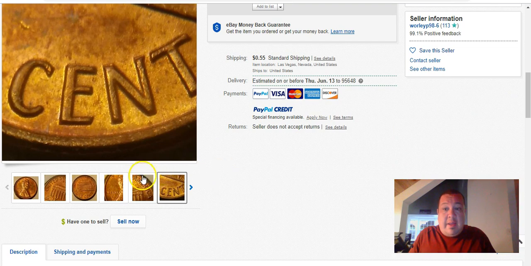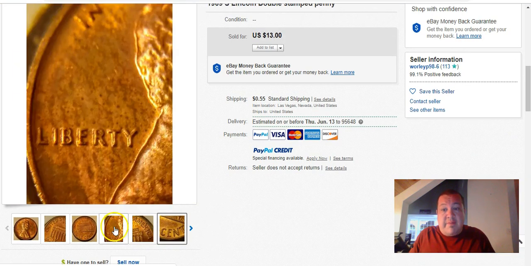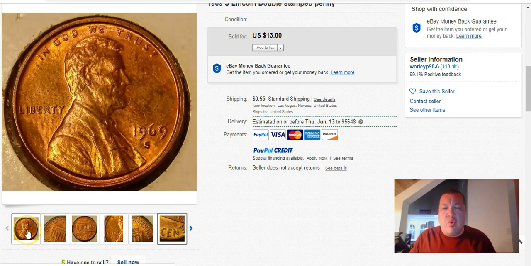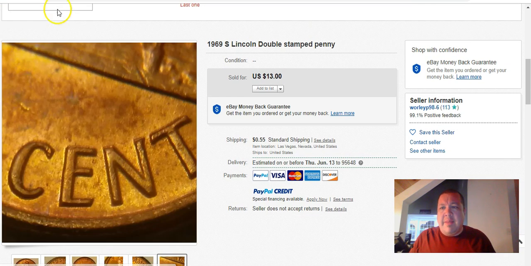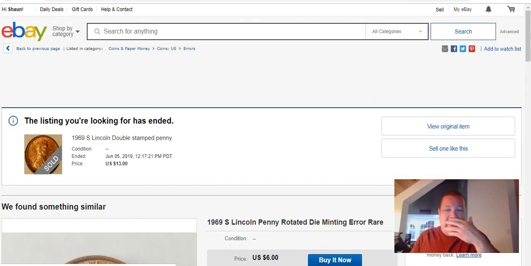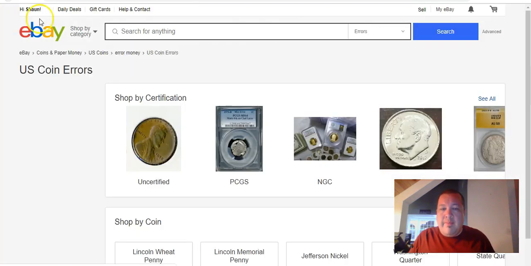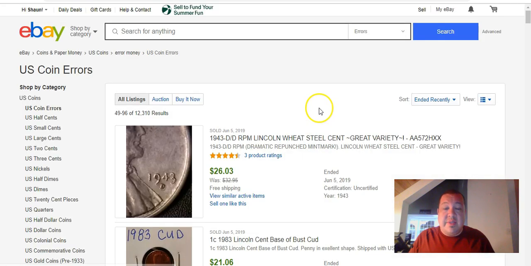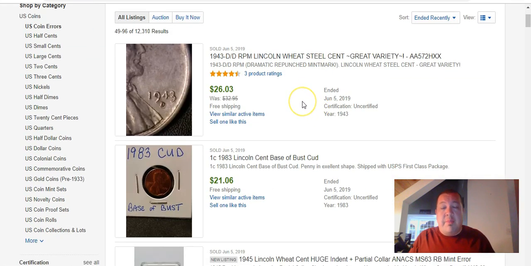So, like I said, there is an open market for machine doubled coins, and people are paying $10 to $20 for every single example that they could possibly find. It is crazy the amount of money that people are spending on machine doubled coins. There's no other way to describe it. So let's go through a couple more listings.